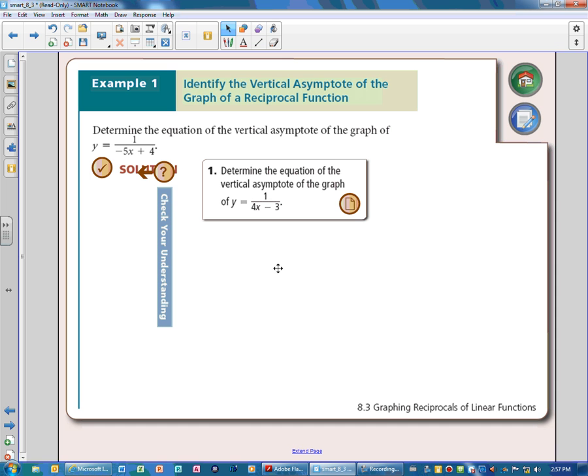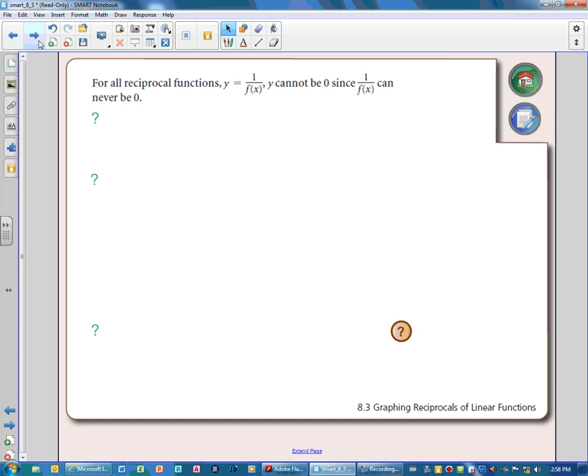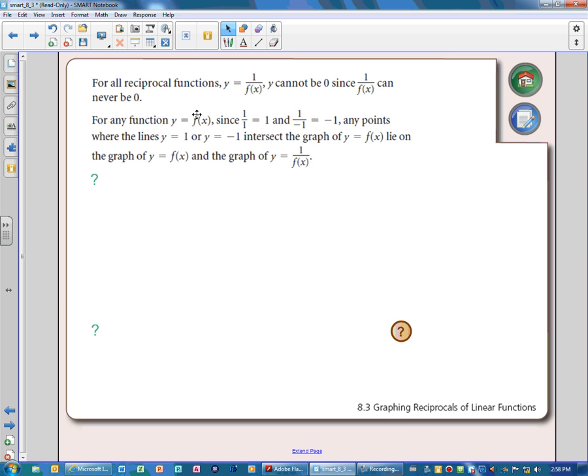Remember to pause this video recording if you need some time to catch up, or if I'm going too fast. Here it says that for all reciprocal functions, y cannot be 0, because there's nothing I can do that will ever make it 0. For any function, since 1 over 1 is the same thing as 1, and 1 over -1 stays -1, any points where the lines y equals 1 or y equals -1 intersect the graph of the original lie on the graph of both the original and the reciprocal.